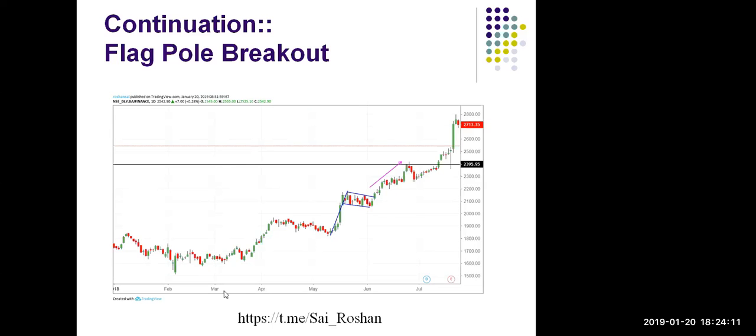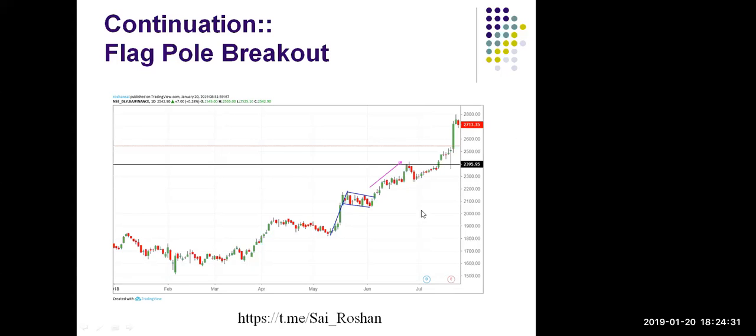Now here, it's a flag pole breakout. Earlier, you can see that there is a bullish trend. Okay, the pole. See here, the taller one from the down that I have drawn is called a pole, and this diagonal region, kind of looking like a channel, the diagonal channel, is called the flag.